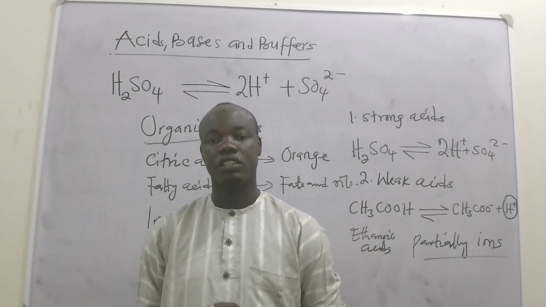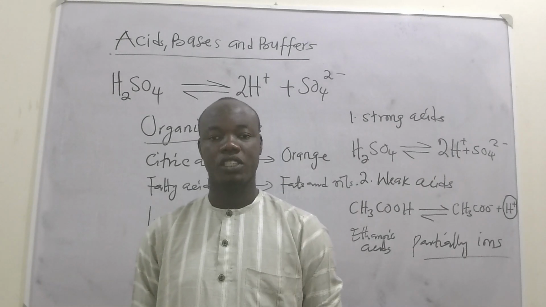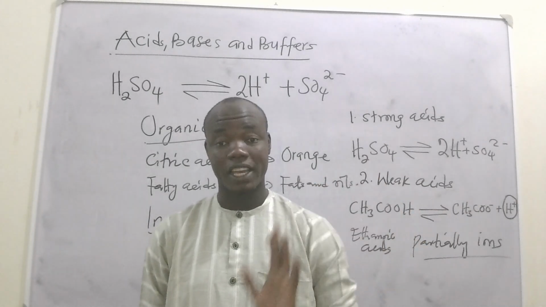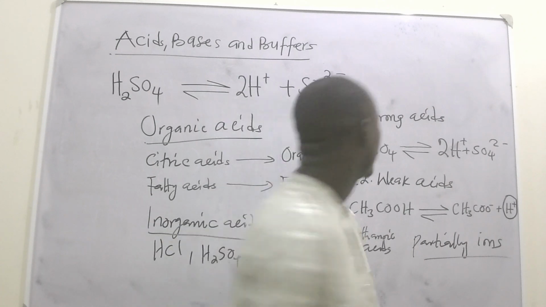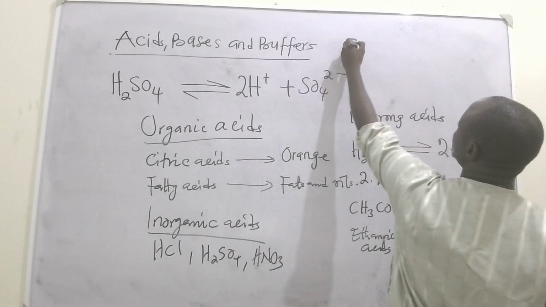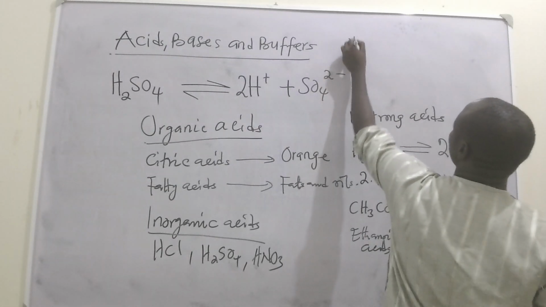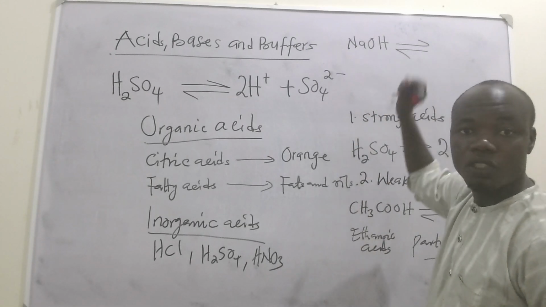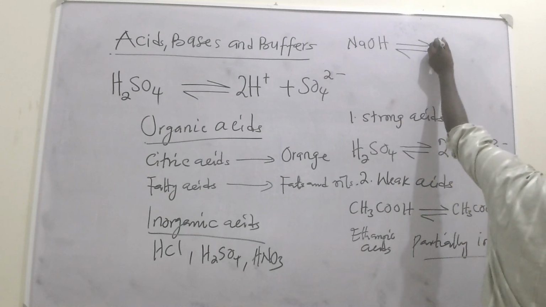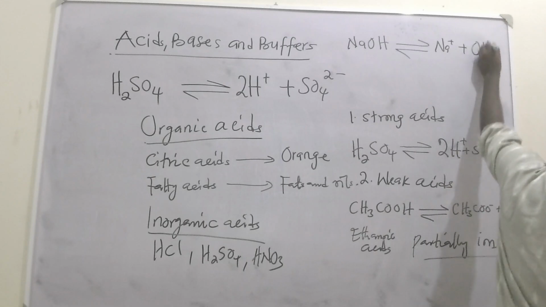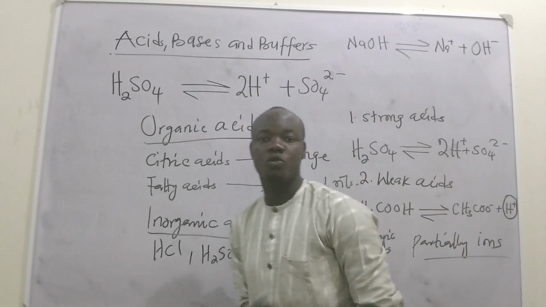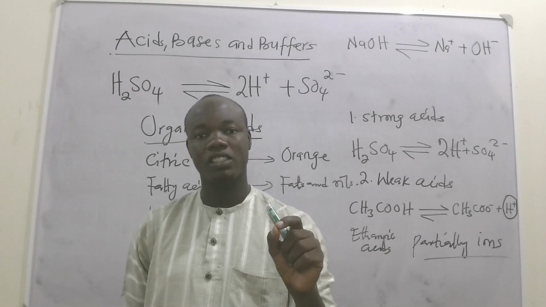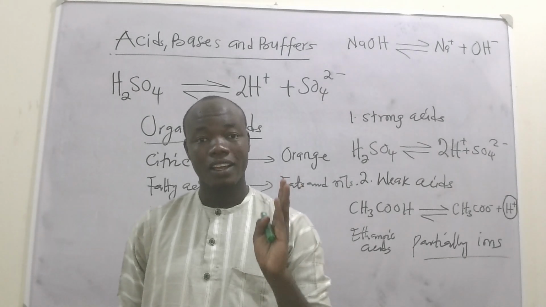And then we have a base. What is a base? A base is a substance or substances that, when ionized in water, produce hydroxide ion or hydroxyl ion. For example, if we have sodium hydroxide, when you add this in water, it will give us sodium ion plus OH ion. So any substance that, when ionized in water, produces hydroxide ion, that is OH ion, is defined as a base.